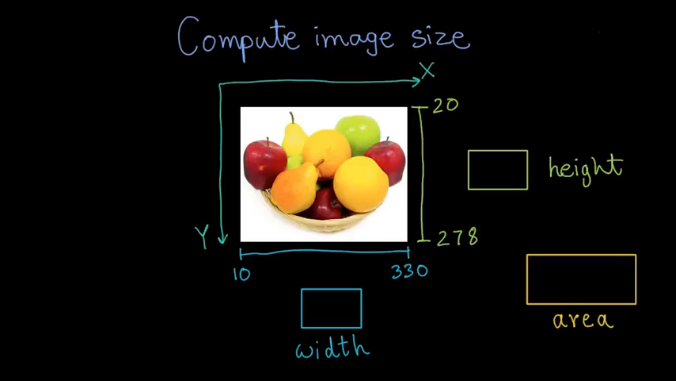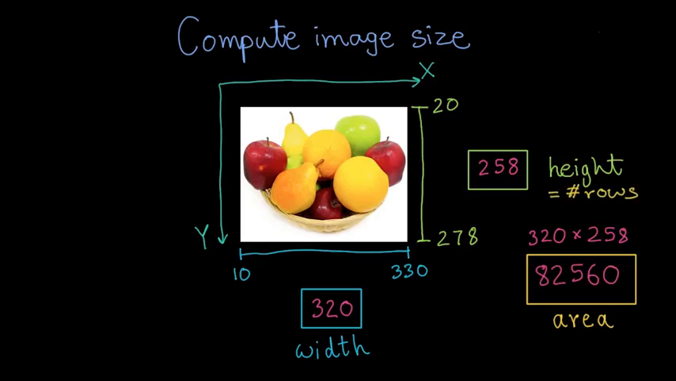That's right. The width is the difference between the two x-axis limits, 330 minus 10 equals 320. Similarly, the height is 258, and the area is simply width times height, and that comes out to 82,560. For digital images, the height is the same as the number of rows, and width is the number of columns. Thus, the area is the total number of picture elements or pixels.